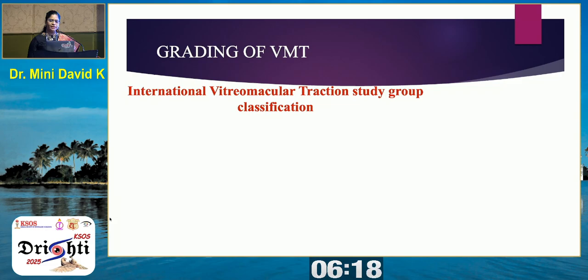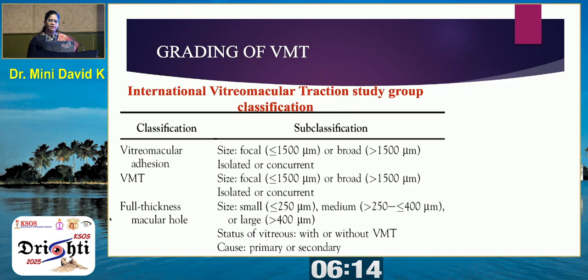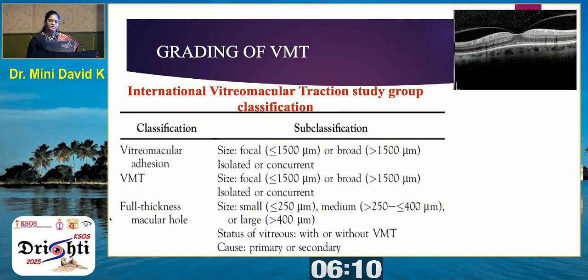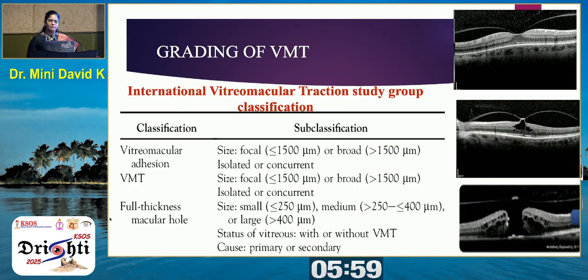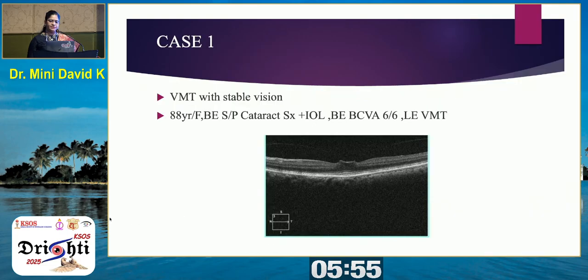Coming to grading of VMT, the International Vitreomacular Traction Study Group classification. It can be VMA, VMT, and full thickness macular hole. Vitreomacular adhesion depends on size. It can be focal or broad, isolated or concurrent. And VMT also can be focal or broad and isolated or concurrent. And full thickness macular hole depends on the size. It can be small, medium, large, with or without VMT, and it can be primary or secondary.